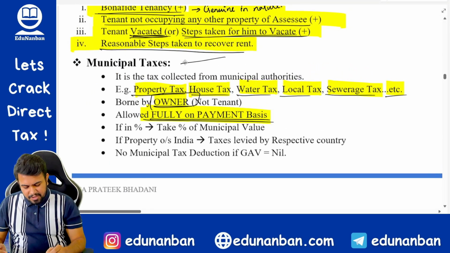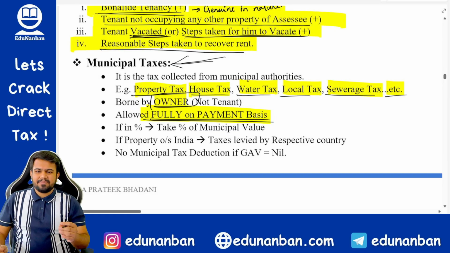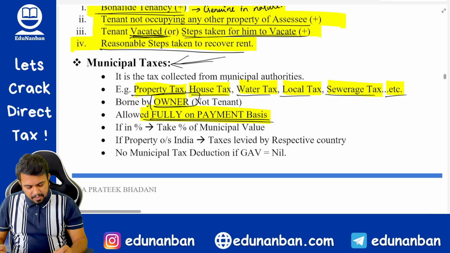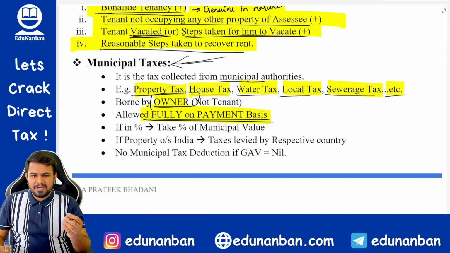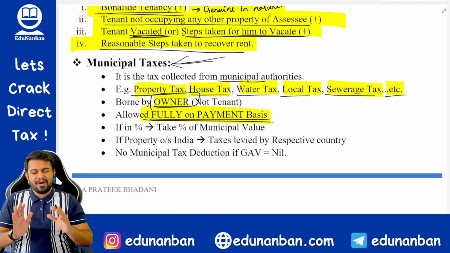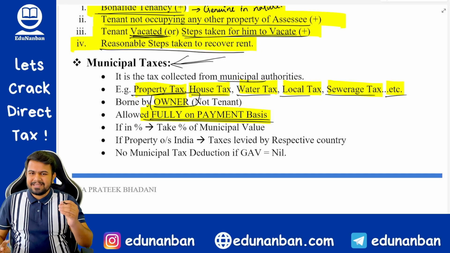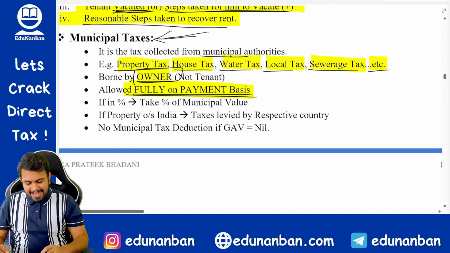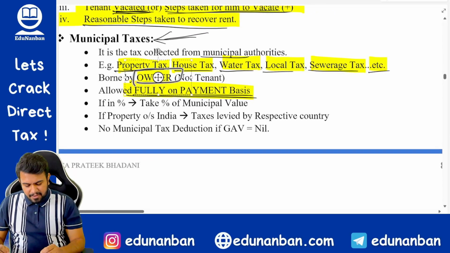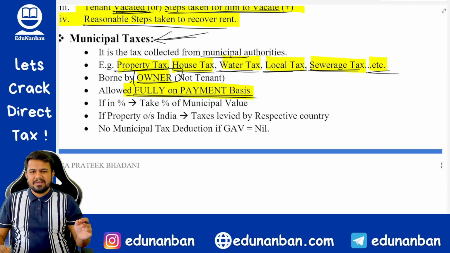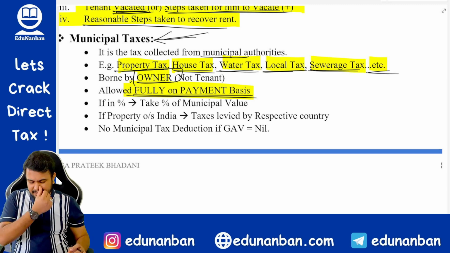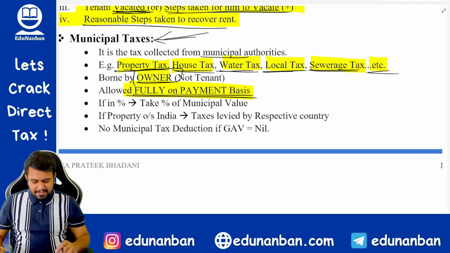Sir, what is this municipal taxes? Municipal tax means tax that is collected by a municipal authority or municipality or corporation or cantonment board or local authority, by whatever name it is called. Tax can be of many types: property tax, house tax, water tax, local tax, sewerage tax, drainage tax, garbage tax, etc. All these are municipal taxes.